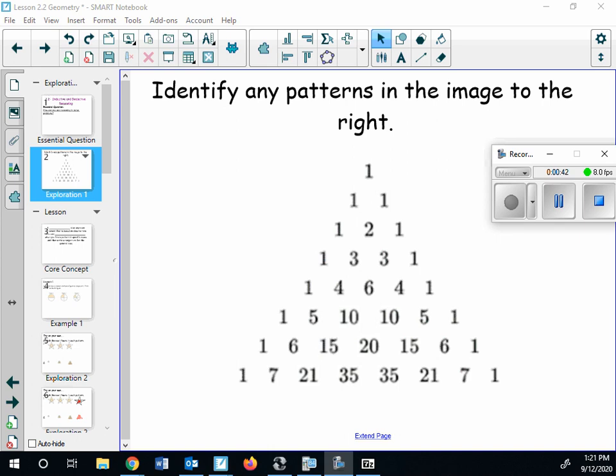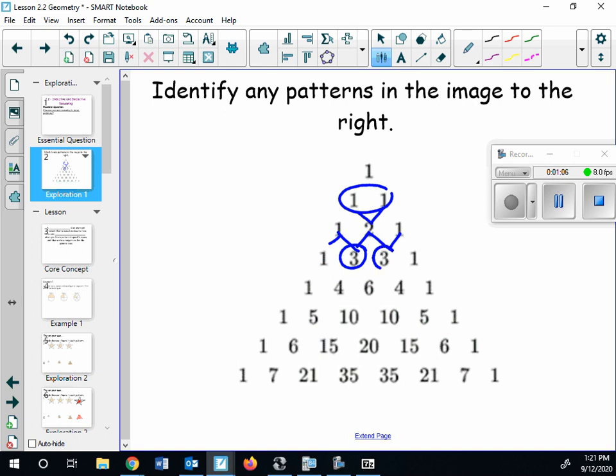Okay, hopefully you were able to look at this pattern. There really are technically two different ways that I've seen students come up with this, but how you would do this is you have 1 plus 1 and that is 2. Then you've got 1 plus 2 gives us 3. 2 plus 1 gives us 3. And notice that 1s are all along the outside. So 1 plus 3 is 4. 3 plus 3 is 6. 3 plus 1 is 4. And we've got 1 plus 4 is 5. 4 plus 6 is 10. So on and so on.